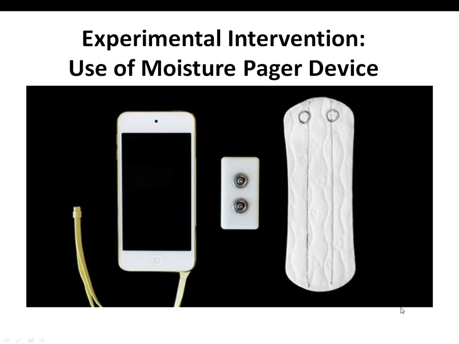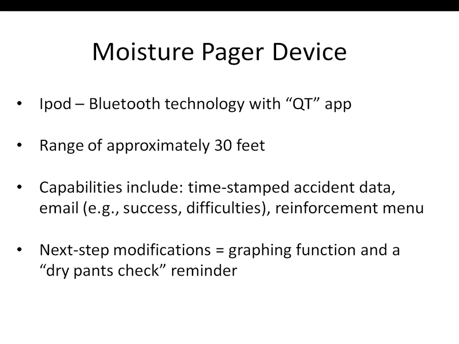There it is. We didn't invent the Apple product, of course, but I have a picture of it there anyway. But you can see the transmitter and then the disposable sensor that gets placed in the child's underwear. Next slide, please. And what happens is, actually one more slide I'll show you in just a second, that transmitter snaps to the disposable sensor. So it's an iPod with Bluetooth technology. It has a range of approximately 30 feet.